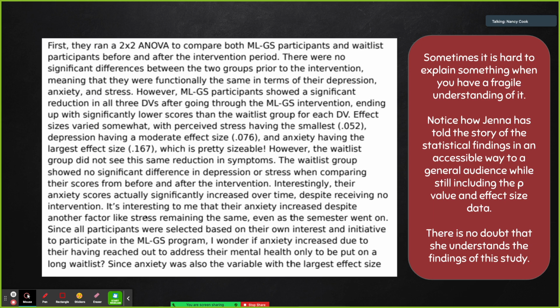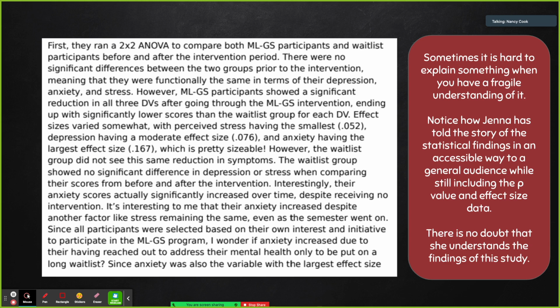But then she goes on to make kind of a conjecture. So she's using her own thinking here, saying, it's interesting that their anxiety increased, even as the semester went on, maybe it was because they were on the waitlist, is what she's saying. And it could be due to a lot of things, but she gave her own logic here. And that shows me she's thinking and putting her own thinking into it. So from this description, I don't have any doubt that she really understands the findings of the study. She was able to look at those statistics and tell me about this.